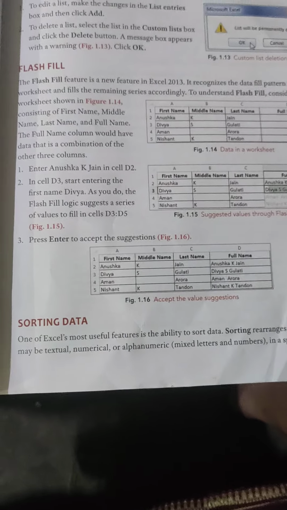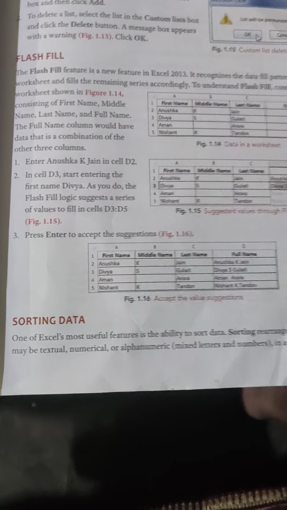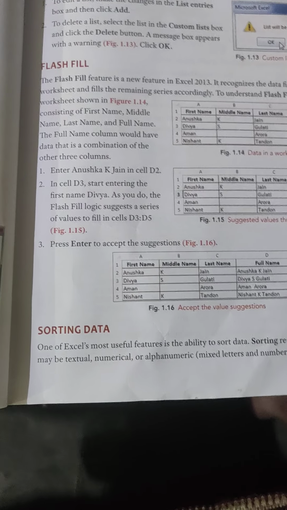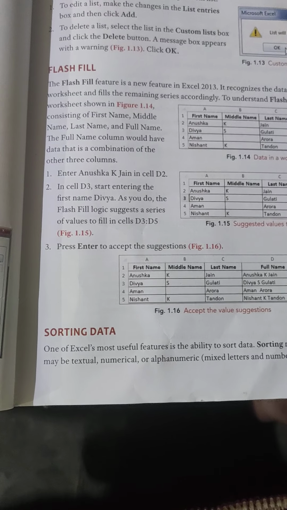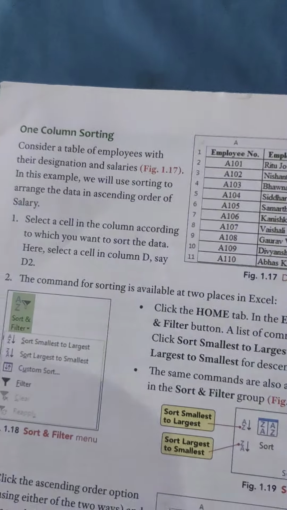Alright, you have to select a range of cells containing data that may be names or numbers. Then you want to arrange them in an order specified by you. This type of arranging of data is known as sorting of data. So we are going to discuss one column sorting.